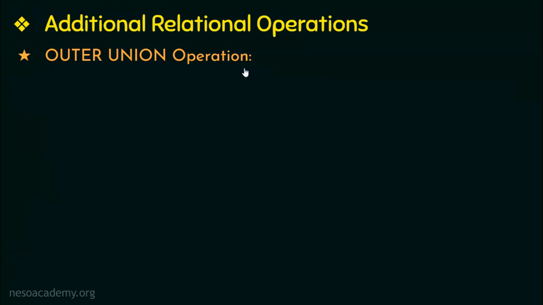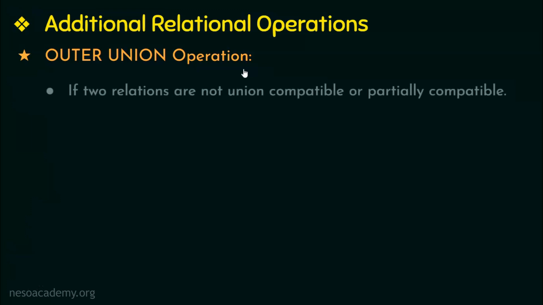Now, there could be cases when a union of tuples from two relations is required, but the two relations are not union compatible or they are partially compatible. That is, only some of the attributes are union compatible. In such cases, we perform the outer union operation. Let me take a simple example to show you how this operation works.